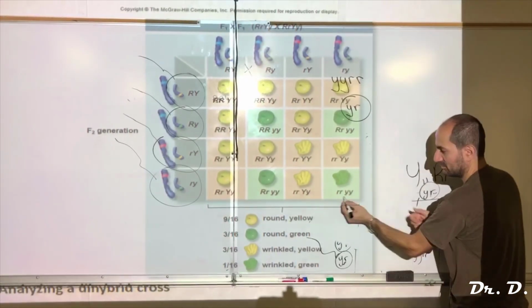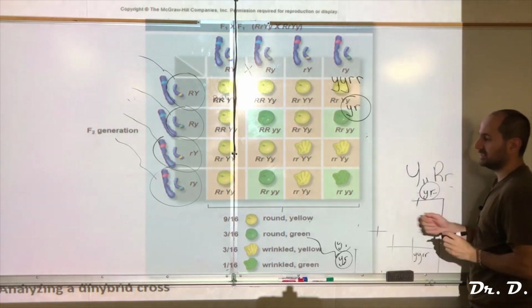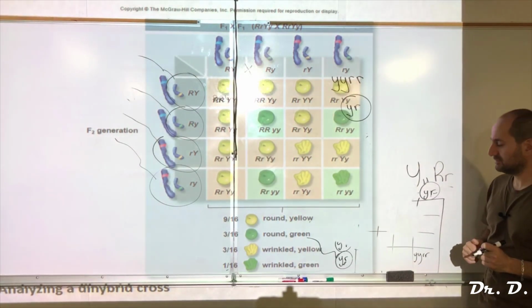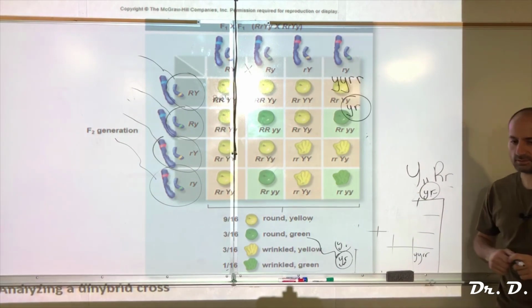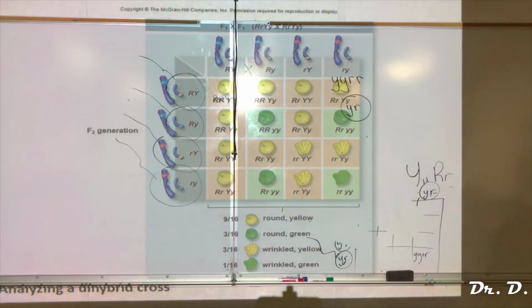That's the one that we said was little r, little y. So that's the little wrinkly green. So take a close look at this. Did Mendel answer his question?